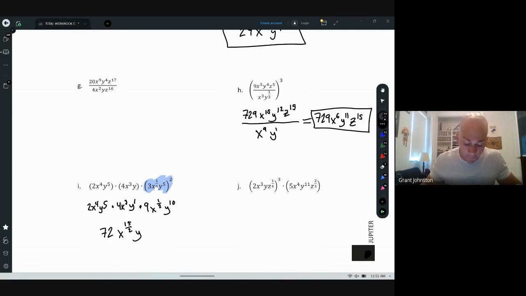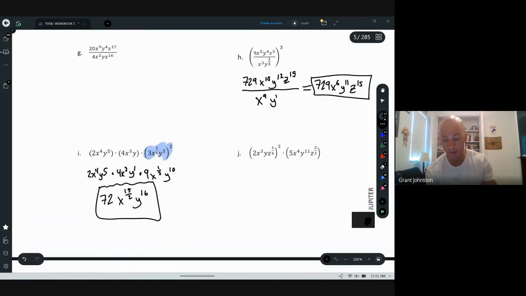And then for y, I've got y to the 5th, and then y to the 1st, and then y to the 10th. So 5 plus 1 is 6, plus 10 is 16. So this is fully simplified. Okay, so I'll let you complete the rest on this.